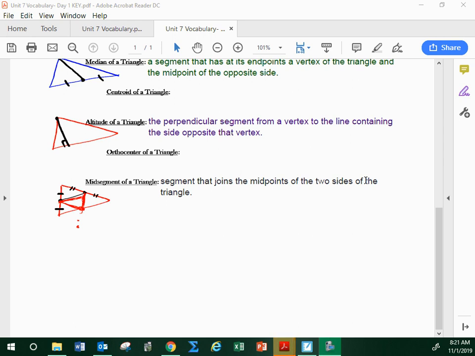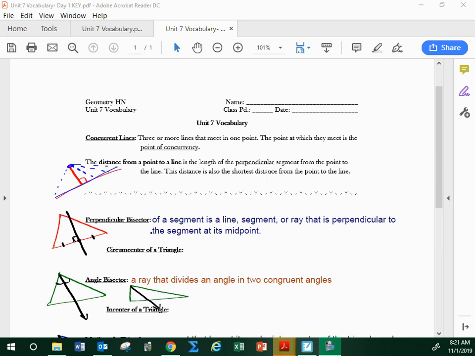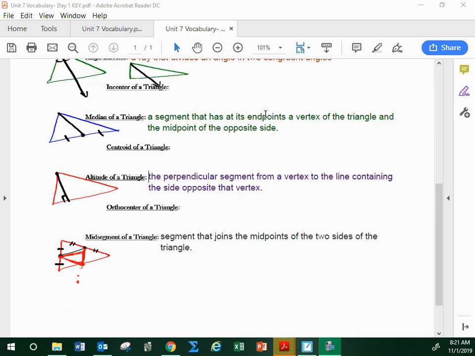Great. I probably should have also mentioned at the very top, concurrent lines just means that the lines all intersect at one point. And where they meet is that point of concurrency. So the intersection is the point of concurrency. Any questions with our vocab here?